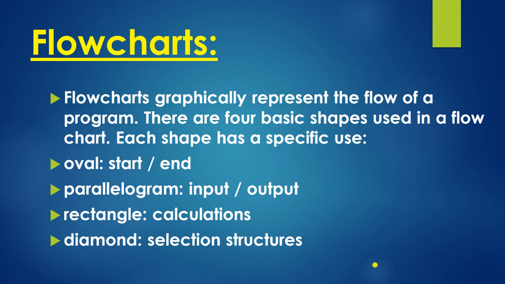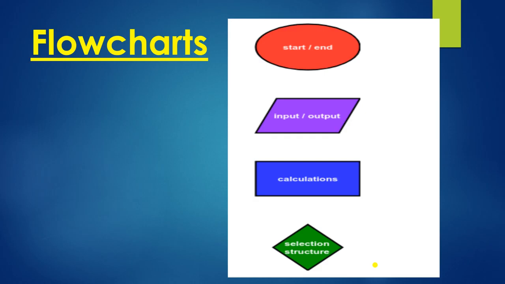There are four basic shapes used in a flowchart. Each shape has a specific use. The first one is an oval, which is for start and end. Next, the parallelogram is for input and output. The rectangle is used for calculation. And the diamond is for selection structures. So these are the images: first the start, then a parallelogram, a rectangle, and then your diamond box.